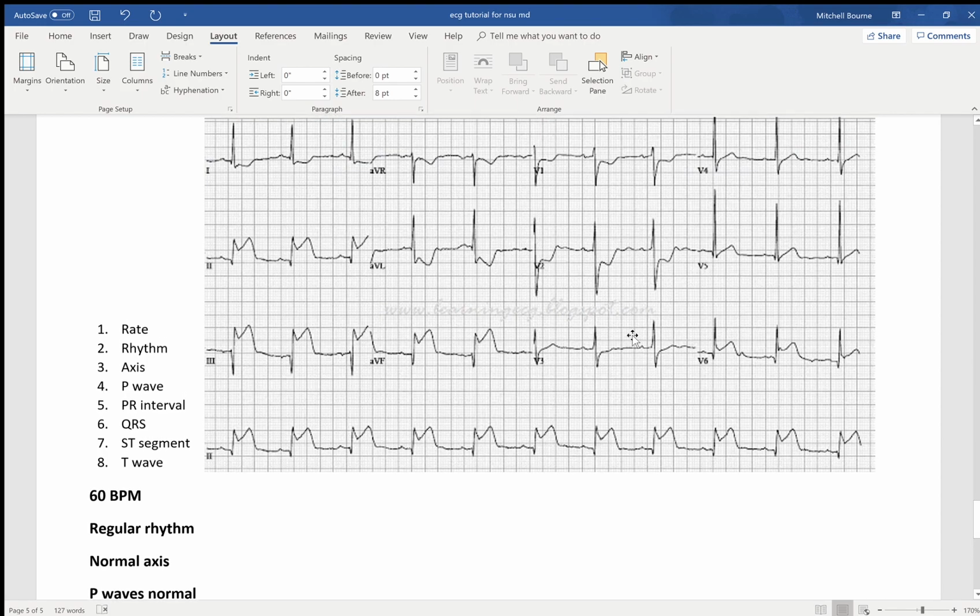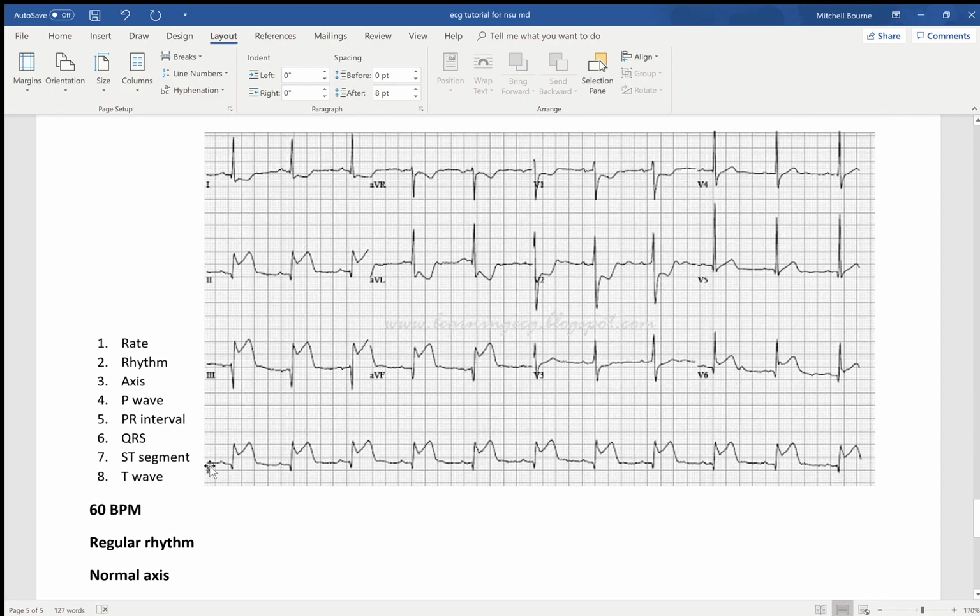ST segment. This is the important one. I'm sure we're going to talk about this a ton tomorrow for ischemia. ST segment is crucial for interpreting ischemia. ST segment changes are bad, usually. So, what do you see here?